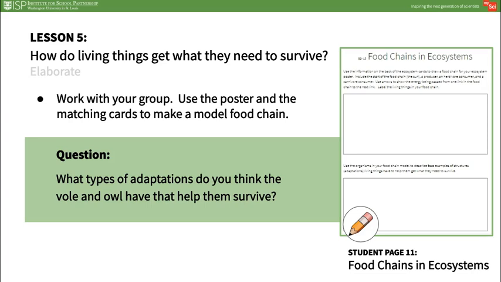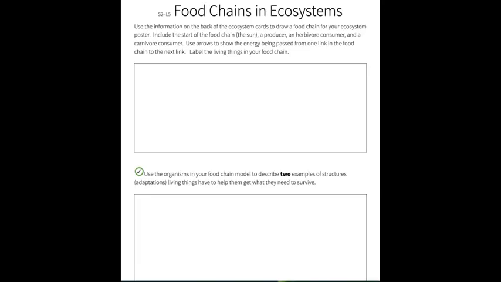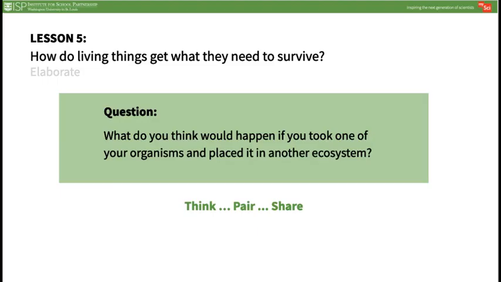Put students into groups, giving each group a poster and the matching cards. Give them time to match the cards with the animals and read the backs of the cards for a description. Ask them to then make their own food chain on this student journal page. Give students some time to think, pair, and share about what would happen if one of the organisms in their food chain was placed in another ecosystem.